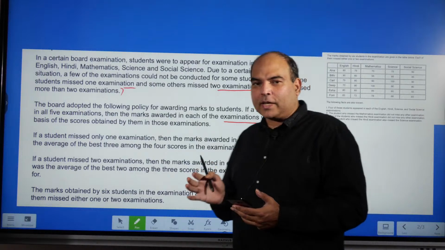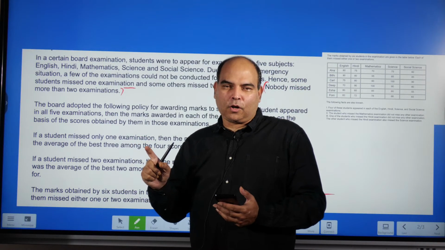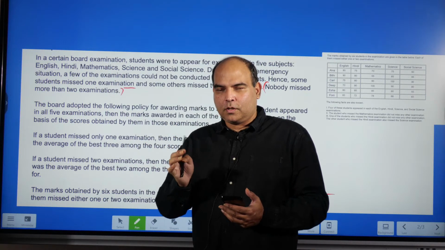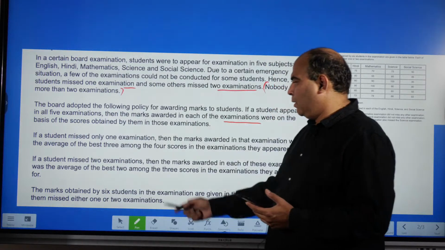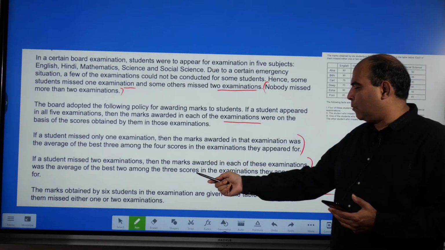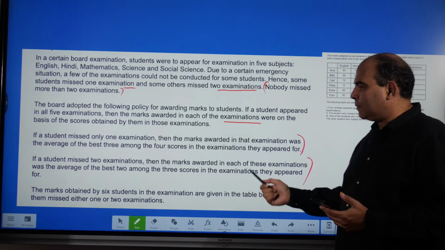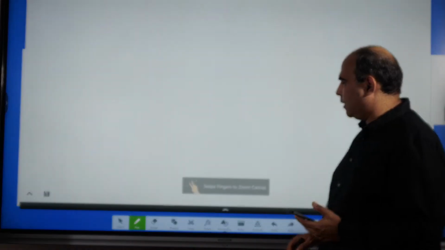So if you miss one exam, you take the top 3 scores in the 4 scores that you've gotten. You got 4 scores, take the top 3 and give the average of that. If a student missed 2 exams, then the marks awarded in each of these exams was the average of the best 2 amongst the 3 scores in the exams they appeared for. So just get a hack of this thing.